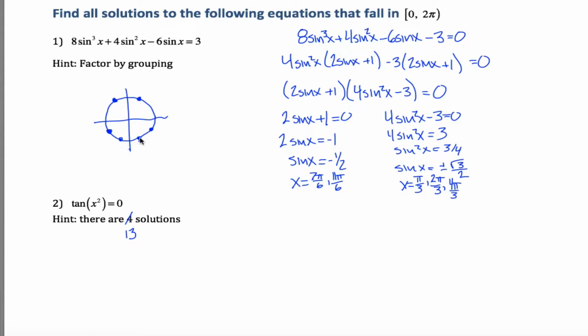And then another 1/3 of a pi brings me over here, or maybe an easier way to look at it is 1/3 of a pi short of 2 pi. Anyways, you get 5 pi over 3. All 6 of these are solutions, and that's the answer to this first one.